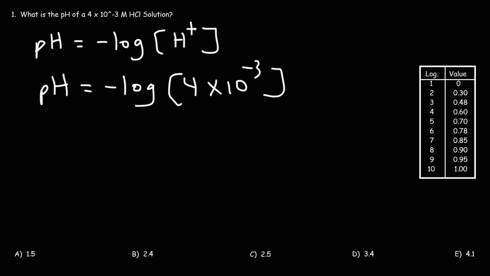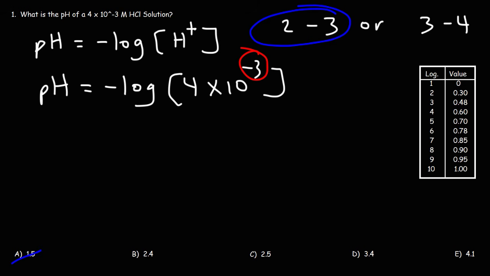Now, to get a range of the answer, here's what you can do. Focus on this number, negative 3. Do you think the pH will be between 2 and 3? Or will it be between 3 and 4? What would you say? Take a minute and think about it real quick. The answer is always going to be the lower range of the two. So it's going to be 2 to 3. Knowing that, we can eliminate answer choice A and answer choice E, and D as well. So our answer is either 2.4 or 2.5.